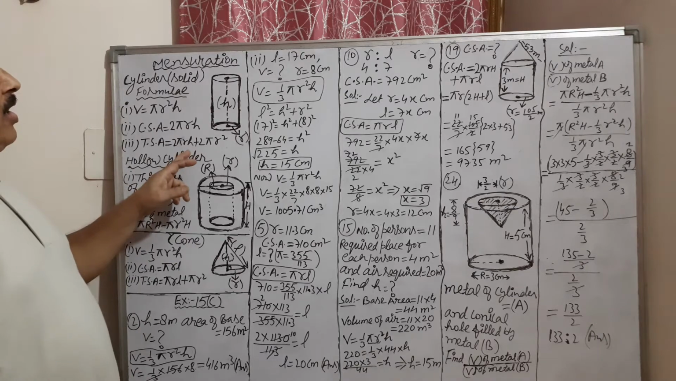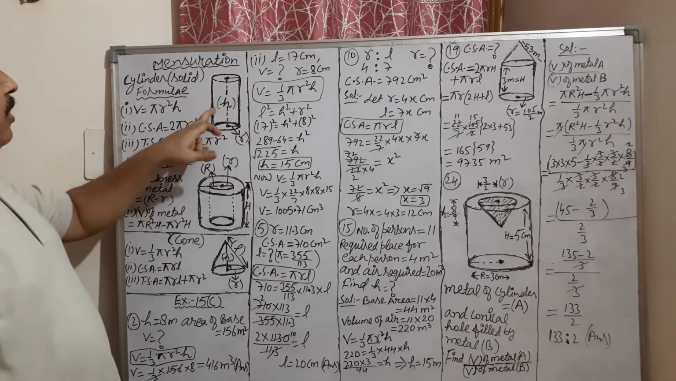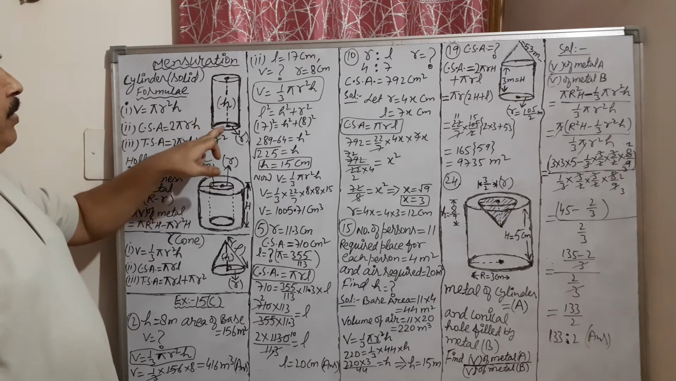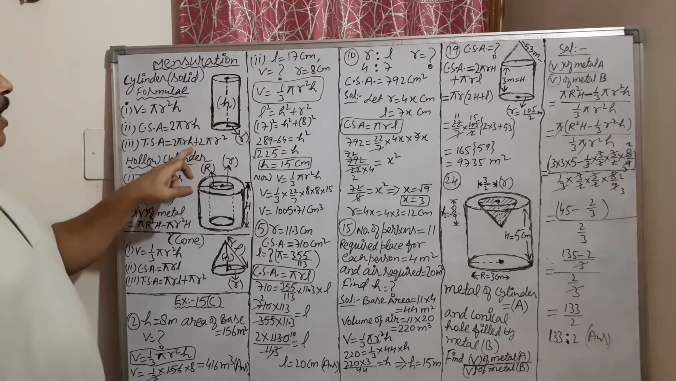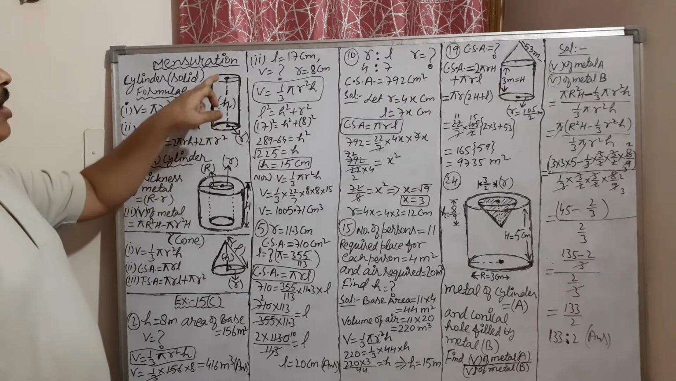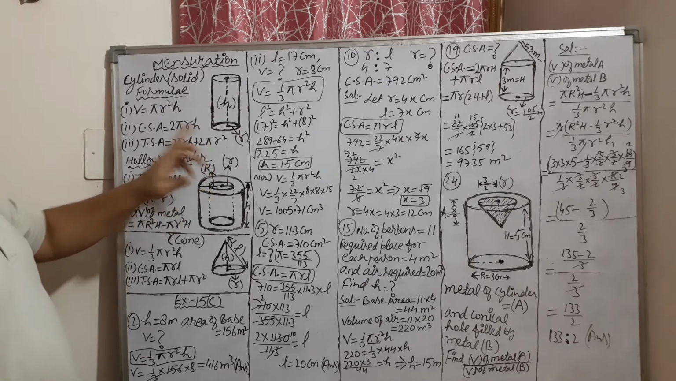Now total surface area means the whole area, including the curved surface, base area and top area. So curved surface area will be 2 pi r h, the base area is pi r square, and this area is also pi r square, so 2 pi r square. So this is total surface area.